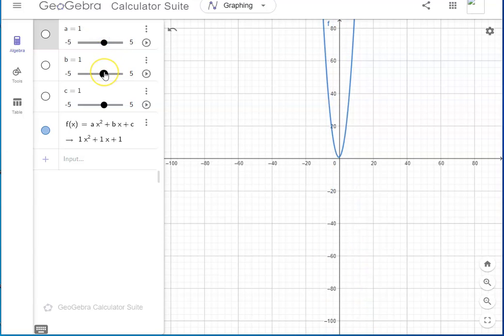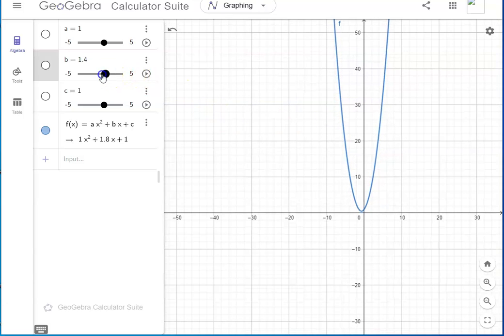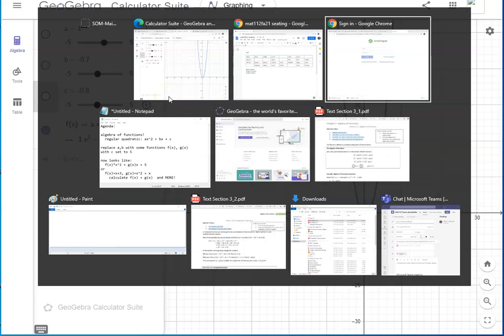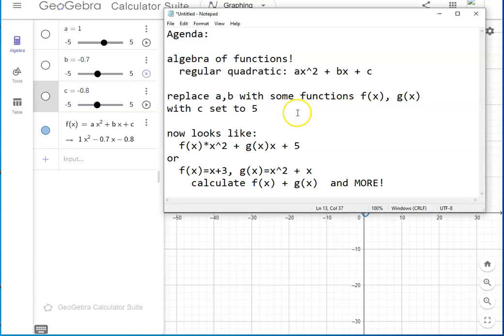If I adjust b, well, that's what's multiplying x. That just kind of shifts my function around. If I zoom in, it shifts my function around where 0 is. And if I modify the c, c just moves my function up and down. So that's ax squared plus bx plus c. But now we're going to look at something slightly different. Instead of ax squared plus bx plus c, we're going to replace a and b with multiplying by some other functions, like f of x and g of x.